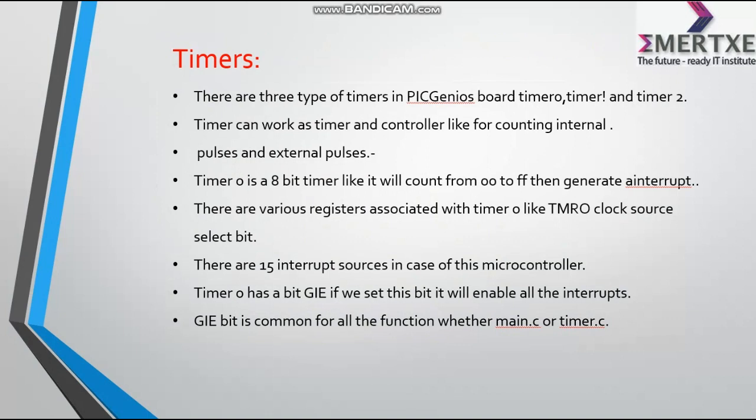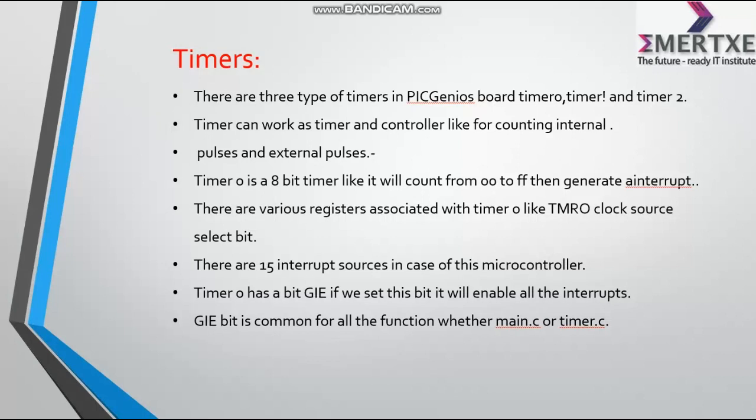The next topic is about timers. There are three types of timers. They are timer 0, timer 1, and timer 2. A timer can work as a timer and a counter, like counting internal and external pulses.